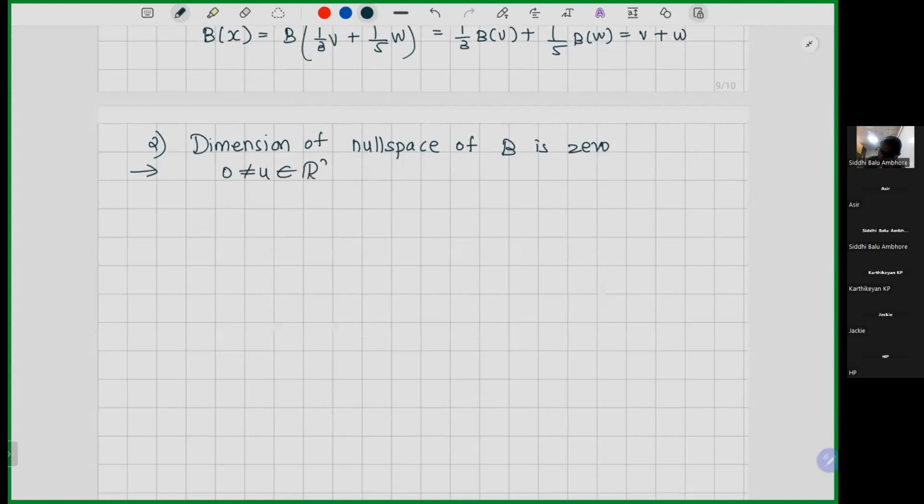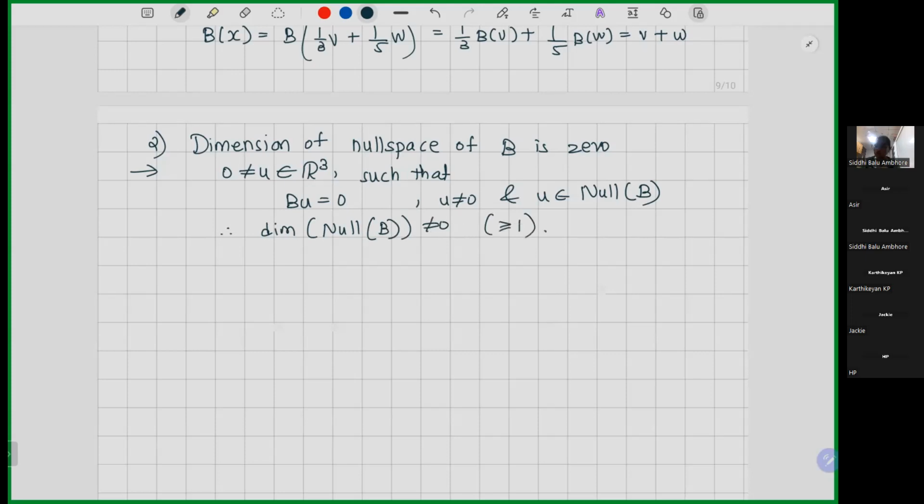Because we have U in R3 such that, yes, it is false, such that BU is 0, right? So U is non-zero and U belongs to the null space of B. Therefore the dimension will be at least 1. I mean, the dimension of the null space will be non-zero, greater than or equal to 1, because we have a non-zero element belonging there. Is it okay?